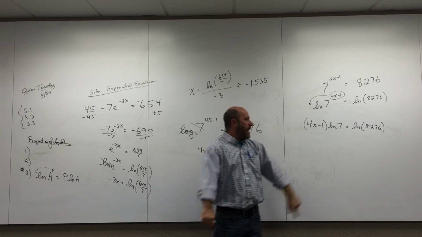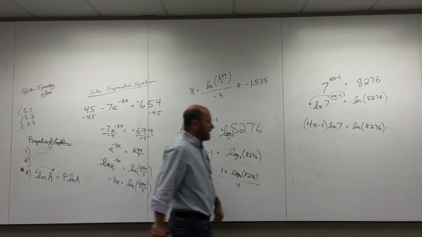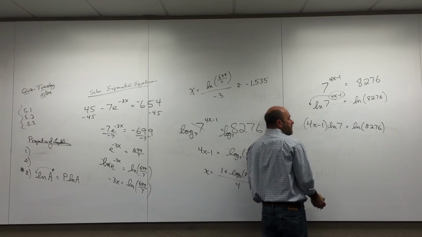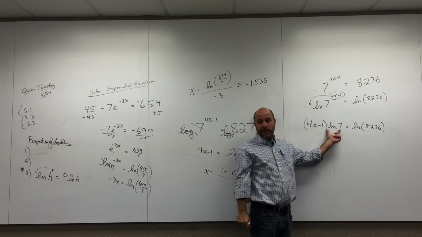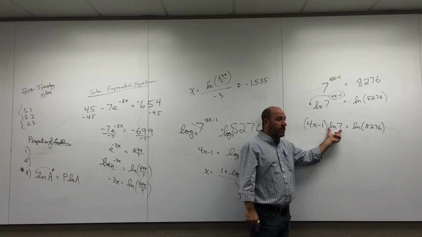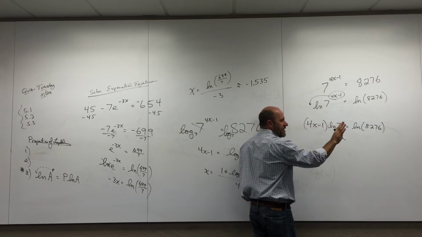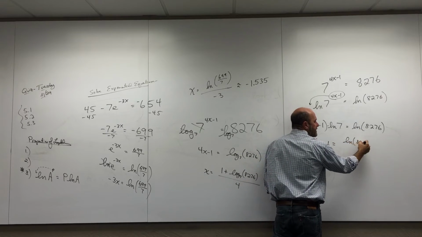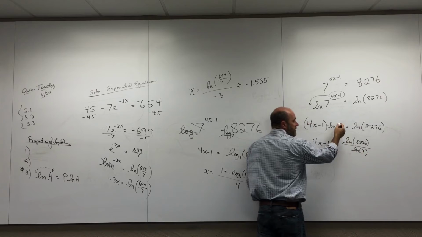Now, can you solve for x? You can. It's going to look different than before, maybe. Right now, the ln of a number is just a number, so this is just a number sitting here. I'm not picking up my calculator till later. I'm trying to solve for x, so I'll divide by this number. You could consider distributing it, but I'd rather not. So 4x minus 1 equals the ln of 8276 divided by the ln of 7.